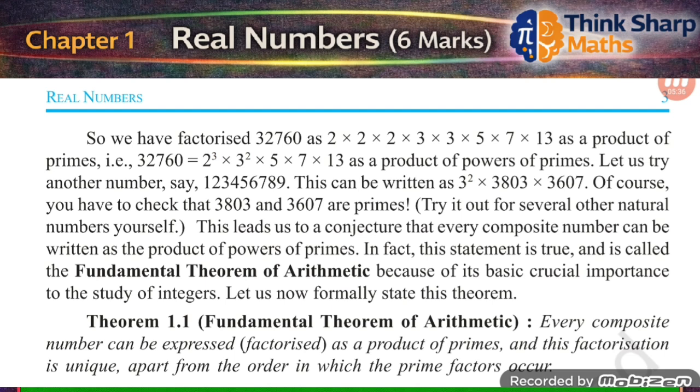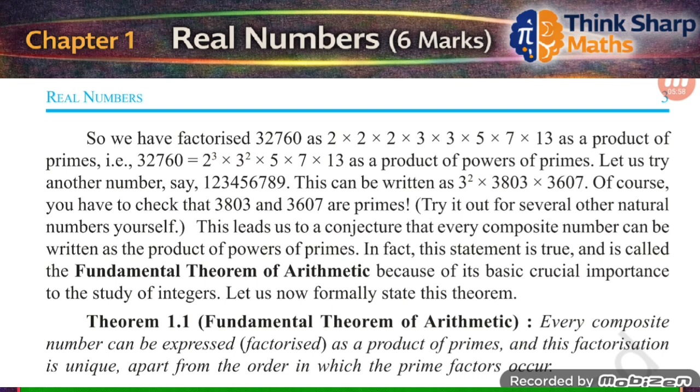Let us try another number, say 1,2,3,4,5,6,7,8,9. This can be written as 3 power 2 into 3803 into 3607. And of course, you have to check whether 3803 and 3607 are primes or not. So you can try it with several numbers, and how will you check whether it is prime or not?